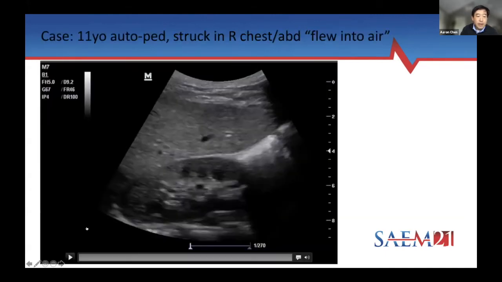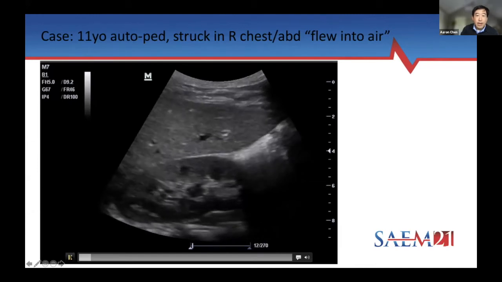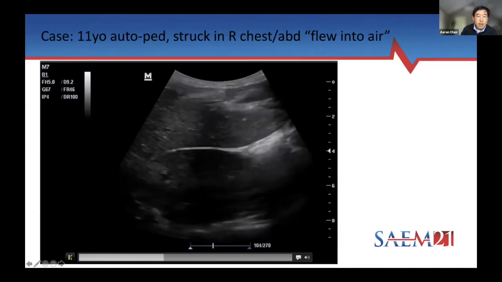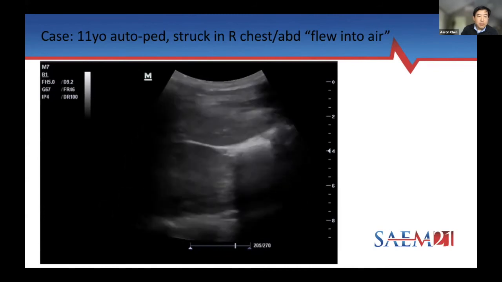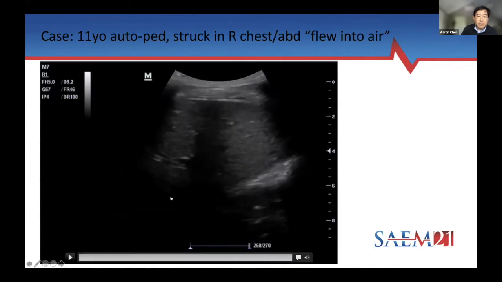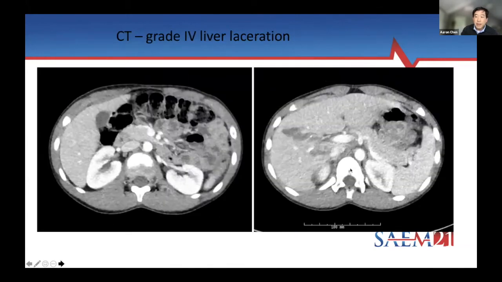This was an example of a kid that we saw at our institution many years ago. It was an 11-year-old autoped who had a pretty significant injury, but looked well, was cleared off the backboard, and had a FAST scan done that was negative. Because of persistence of abdominal pain and tenderness and an increase in LFTs, he ended up getting a CT scan. And you can see here, he had a pretty significant grade 4 liver laceration on the right.